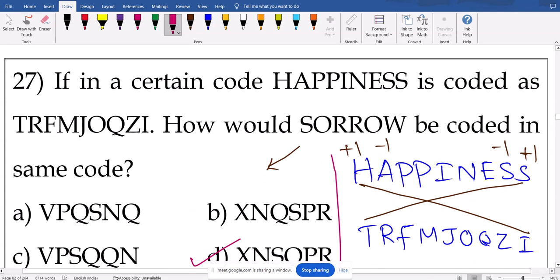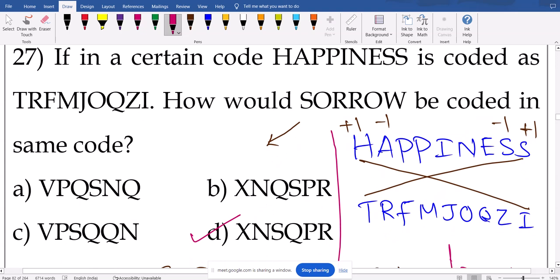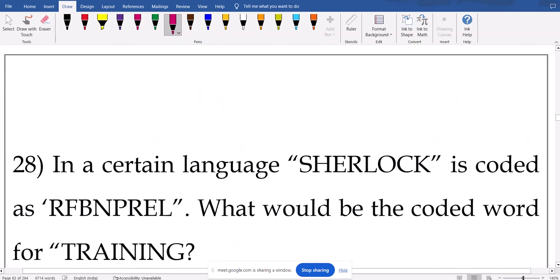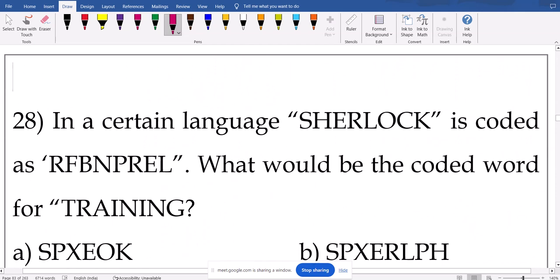Happiness is given so and so. Sorrow would be coded in the same code as what? We got XN is SQPR. This is letter coding, letters to letters. So what about the next one? Sherlock is given something, what is training?